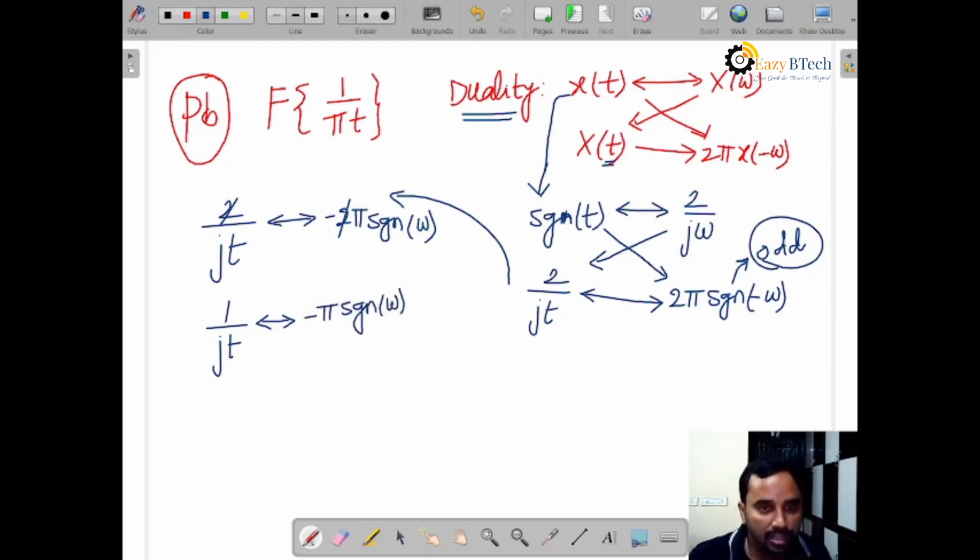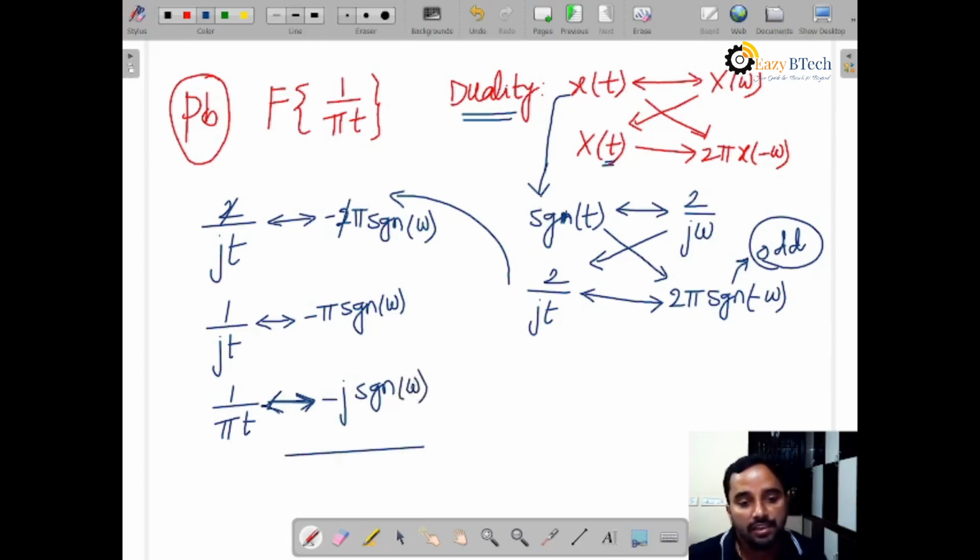So we want the Fourier transform of 1 by pi t. Bring this pi to the left side and send that j to the right side. So the 1 by pi t Fourier transform is, with j coming to the right side, minus j signum omega. So this is the answer. Very, very simple. The 1 by pi t Fourier transform is minus j signum omega. Okay.